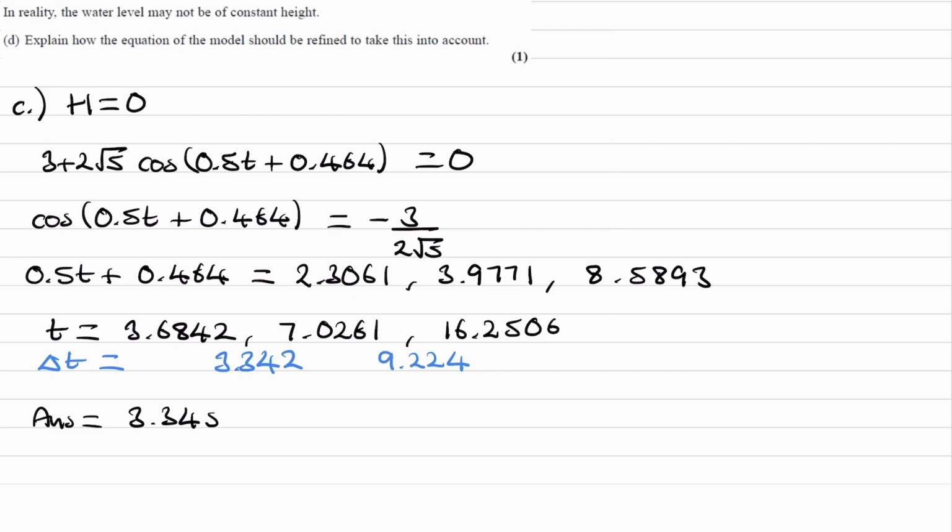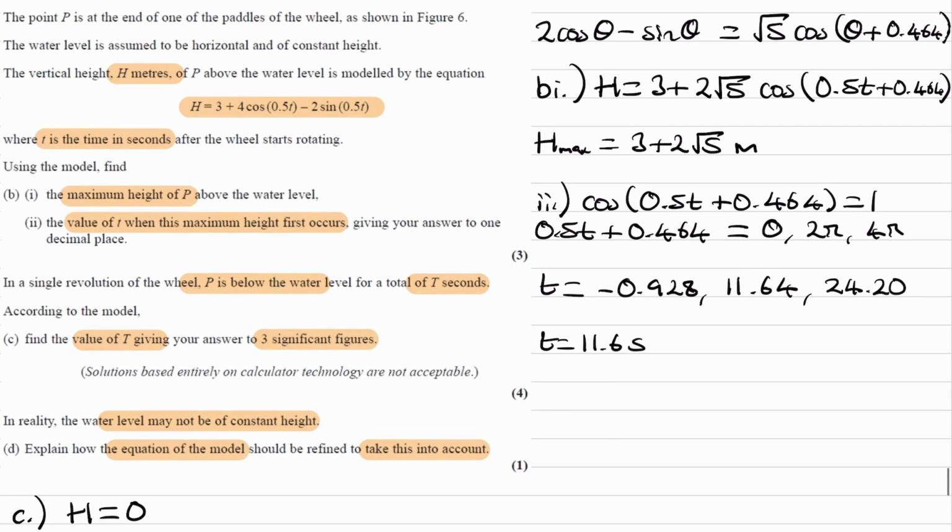And for part D, in reality, the water level may not be of a constant height. Explain how the equation of the model should be refined to take this into account. So let's look at the equation of our model. It's what we have over here. So there are various transformations that have been applied to a cos graph to make it what we have here. We have a horizontal stretch, a horizontal translation, a vertical stretch, and a vertical translation. Now we're looking at the water level, so if the water level is changing, that would affect the height above the water level. So we're just considering the vertical transformations here. We're not going to be worrying about the 0.5 or the 0.464.